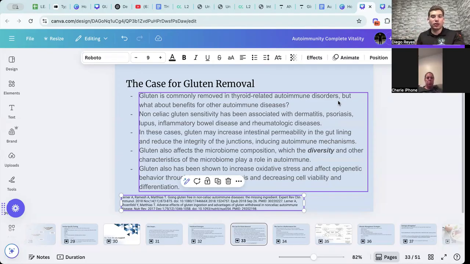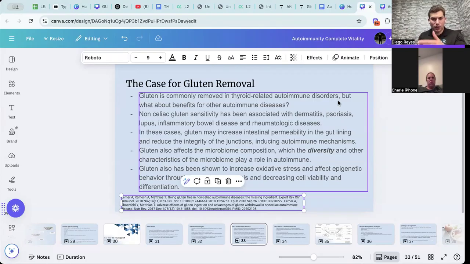Gluten also affects the microbiome composition. Now, I do want to talk about something with gluten and thyroid. There's something called molecular mimicry. That means that it acts as the enzyme it is. So gluten tries to act like your thyroid gland, and then your thyroid gets confused, and then it starts attacking itself.